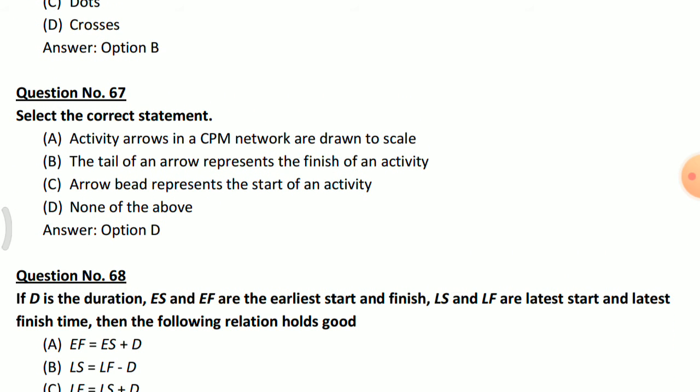Select the correct statement. So all of them are incorrect. Activity arrows in a CPM network are drawn to scale. The tail of the arrow represents the finish of the activity. The arrow head represents the start of the activity. So all of them are incorrect.